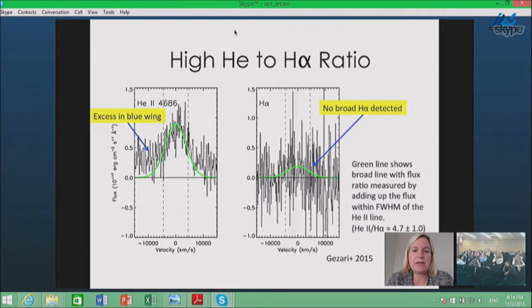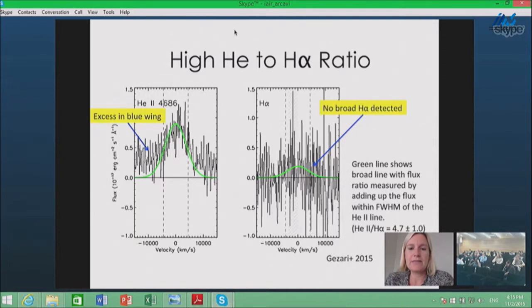But I did integrate the flux between the dashed lines for both lines and took their ratio, and I get a ratio of 4.7 plus or minus 1.0. So I use that as the lower limit on the helium-2 to H-alpha ratio. We really don't see any broad H-alpha, and it's at least greater than 5.